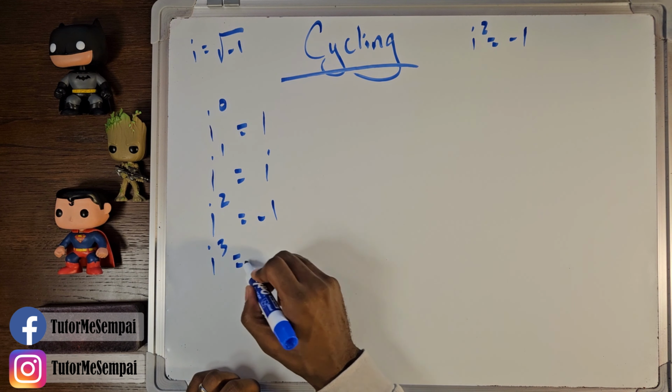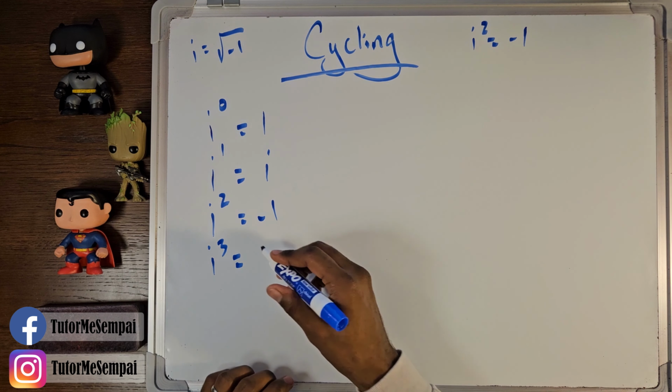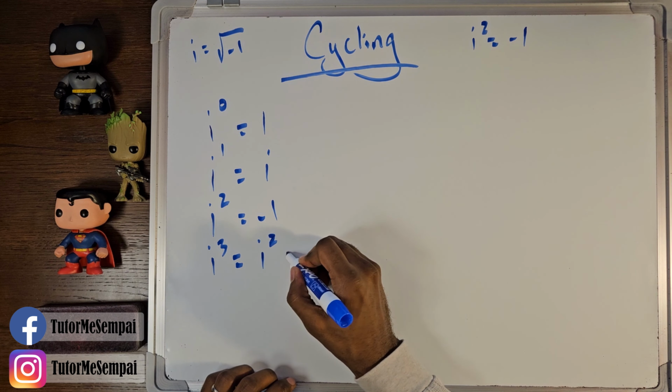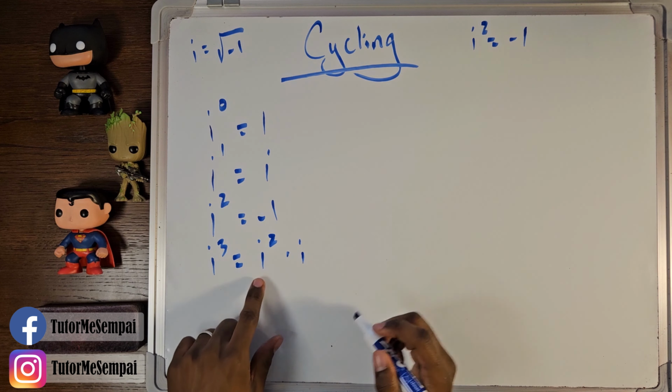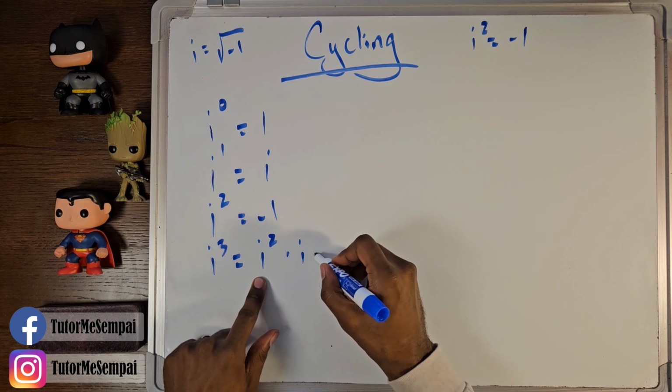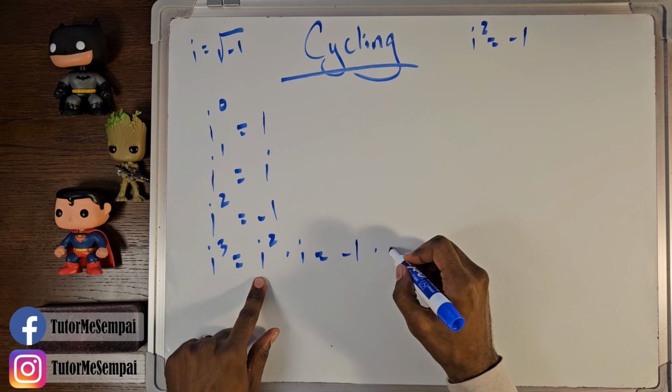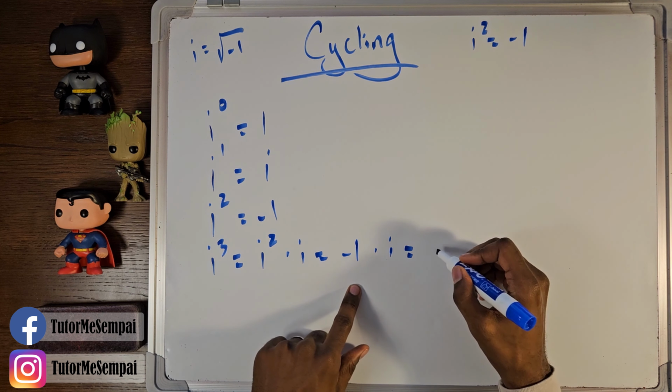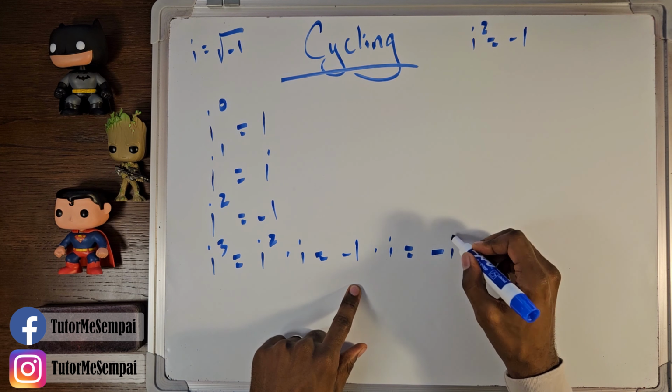i cubed is going to be what? Well, we can break that down into i squared times i. We know what i squared is. Negative 1 times i. So we know that this is going to be negative i.